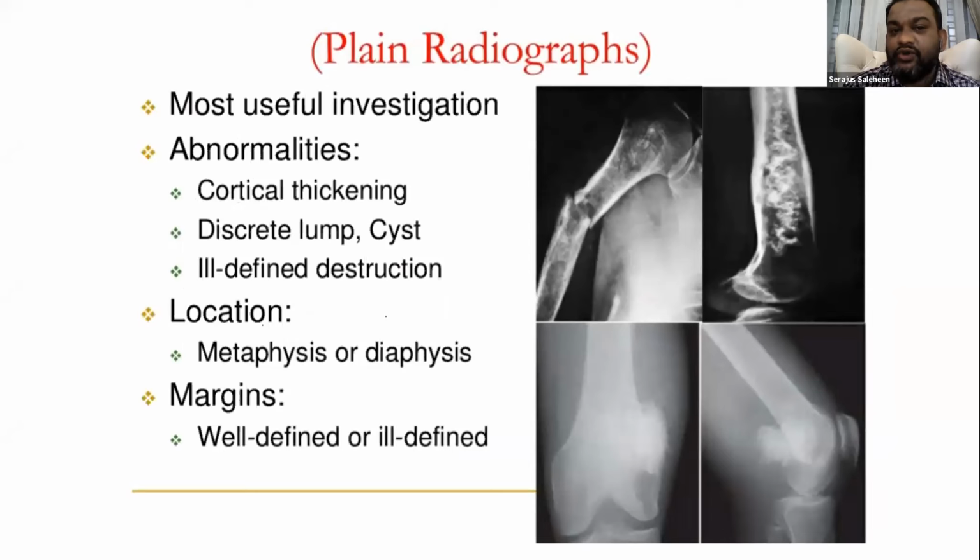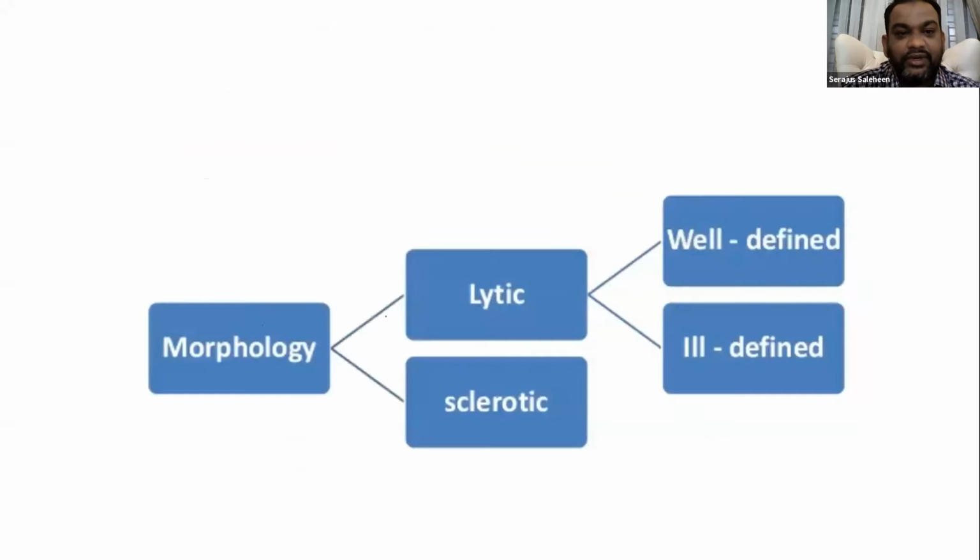So in plain radiograph, it is the most useful investigation. There may be some abnormalities here. There may be some cortical thickening. There may be a discrete lump or cyst. There may be an ill-defined destruction, and the tumor location may be metaphyseal or diaphyseal in children, and the margin may be well defined or ill-defined in plain radiograph.